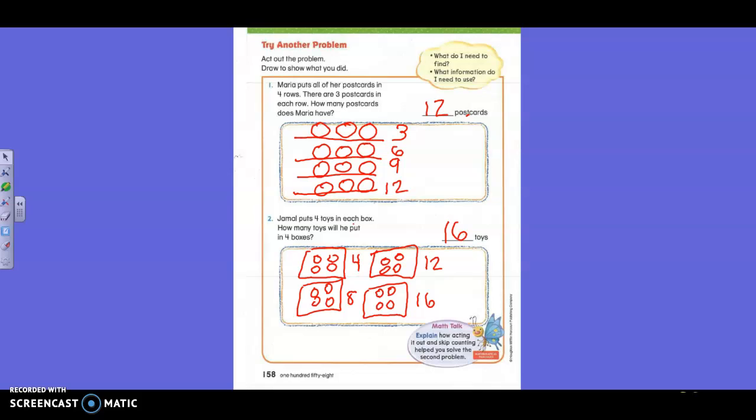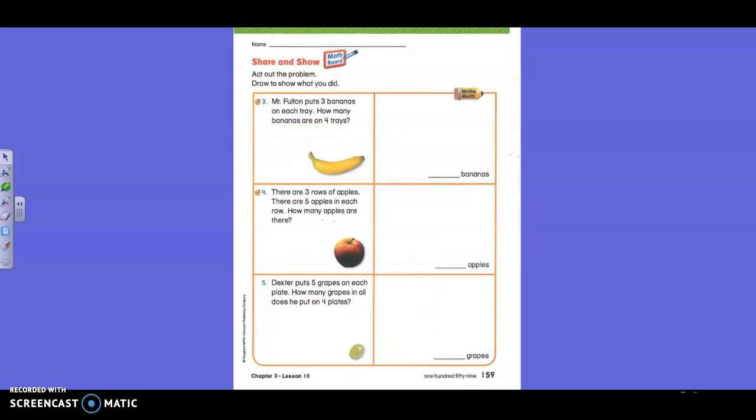5, 10. Okay, so what about by 10s? You can also probably skip count by 10s pretty easy: 10, 20, 30, 40, 50. You guys need to practice counting by 3s and 4s. It sounds like you know how to count by 2s, 5s, and 10s, but you need to practice skip counting by your 3s and 4s.